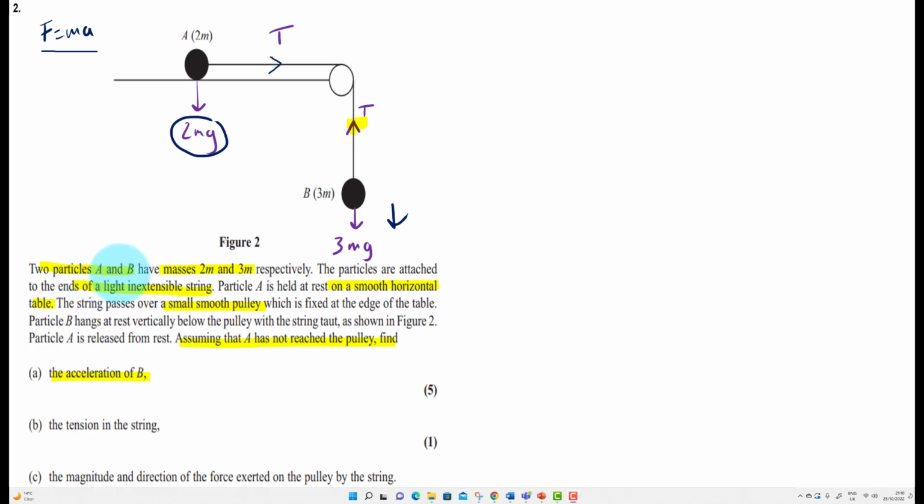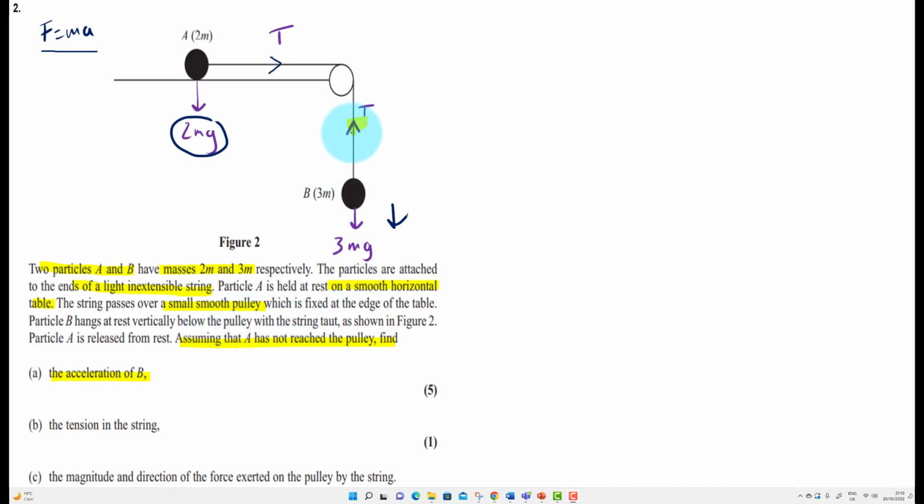Because the two particles A and B have masses, we can just write this as m, but we might not need to use it. Now, particle A is at rest on a smooth horizontal table, so no friction. Smooth pulley, so tension should be the same on the strings. And particle B hangs at rest below the pulley with the string taut.